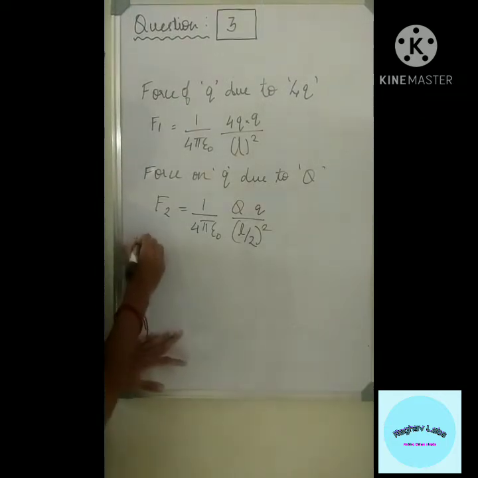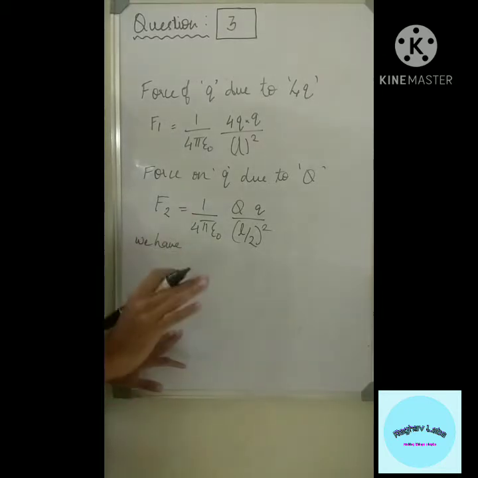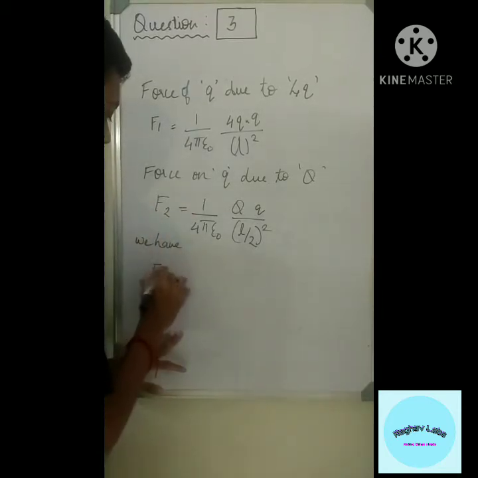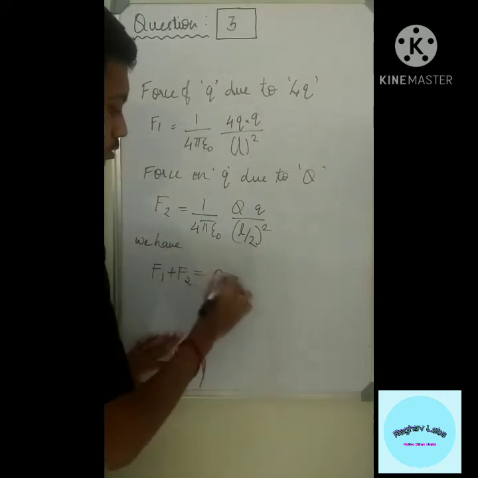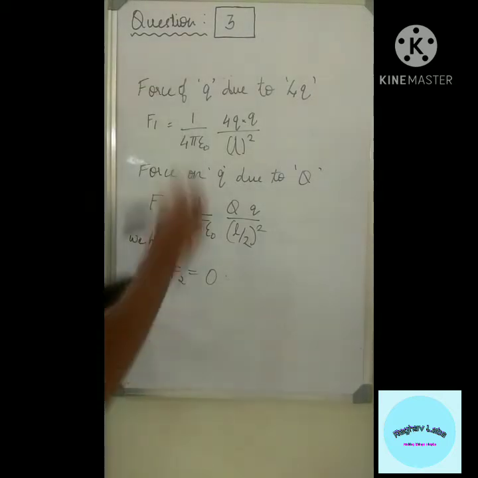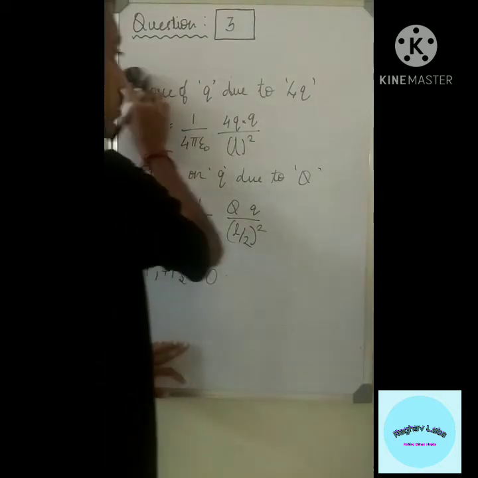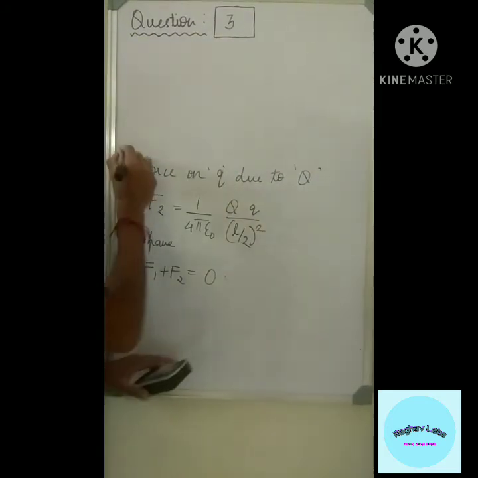Now the resultant force should be 0. It should be in equilibrium. So F1 plus F2 is equal to 0. Let me erase the top writings so that you can see it clearly. Hope you have copied that.